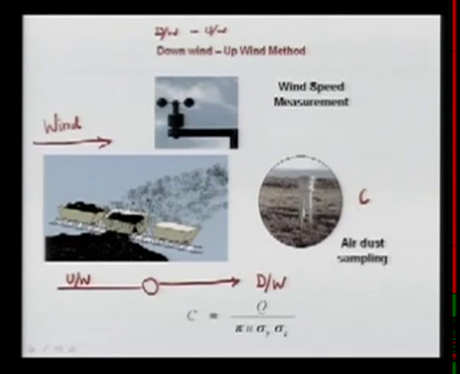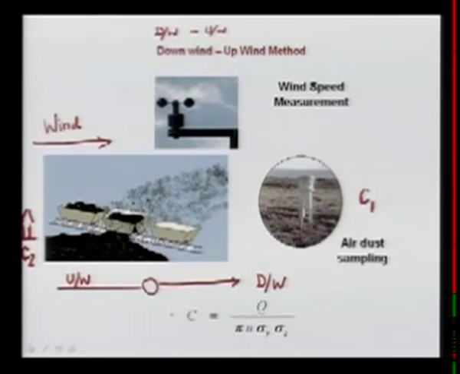Let's call this concentration C1. You can also measure the concentration on the upwind side by putting a device here, and let's call this C2. The C1 should be higher. This C1 is the background plus the impact caused by the source, so here is the total impact.